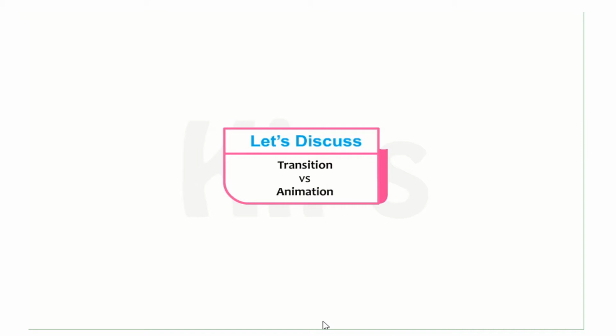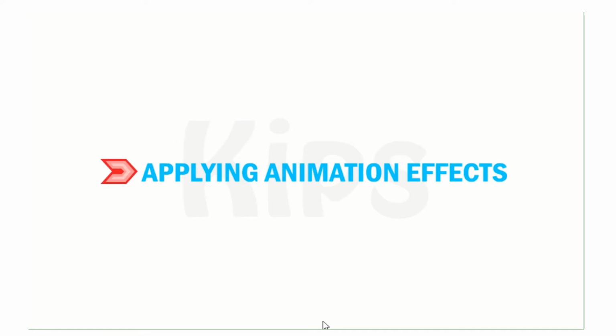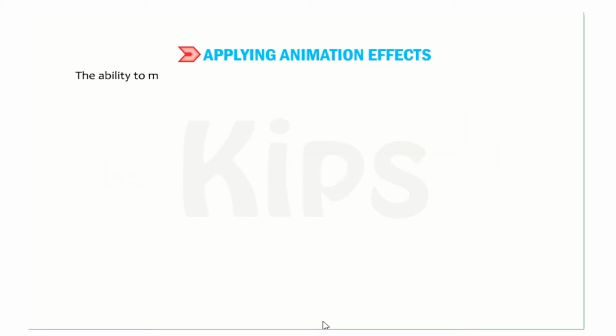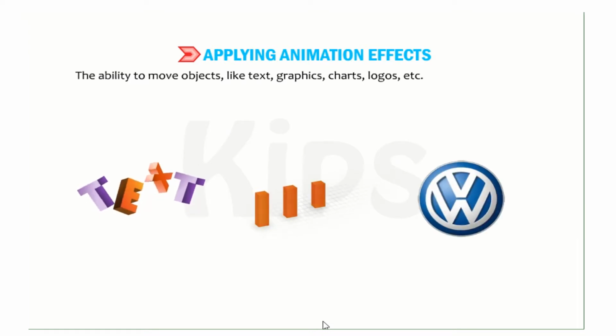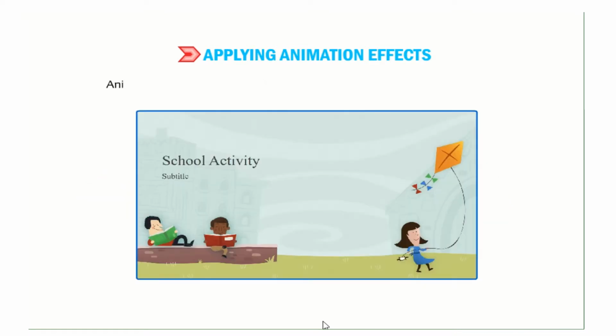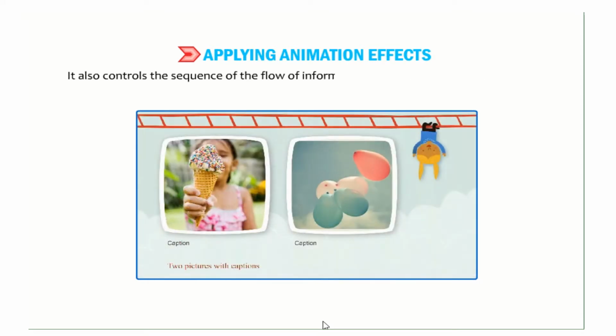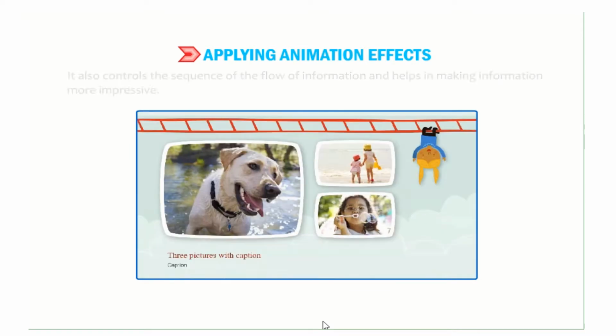Okay, let's discuss transition versus animation. Let us learn how to apply animation effects. The ability to move objects like text, graphics, charts, logos, etc. on the slide is called animation. Animation is quite beneficial when you wish to focus on important points. It also controls the sequence of the flow of information and helps in making information more impressive.